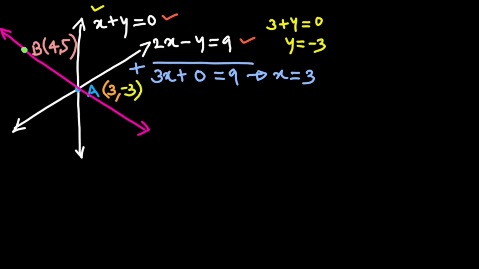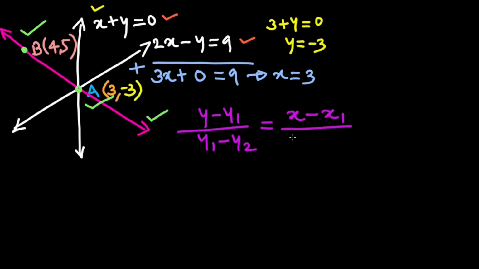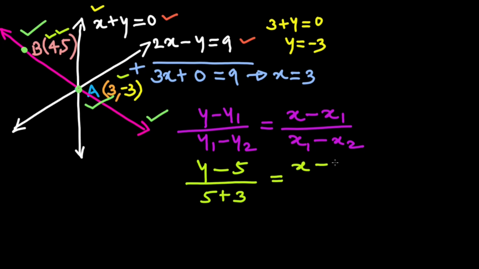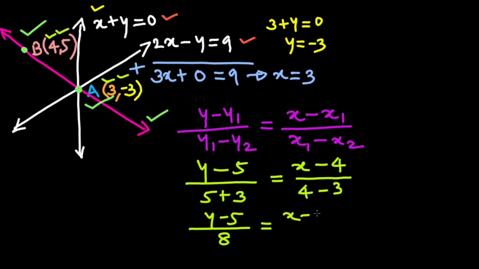Now, since we know the coordinates of 2 points on this line, we can find the equation of this line. For that, we will use the two-point formula, which is (y minus y1) upon (y1 minus y2) equals (x minus x1) upon (x1 minus x2). It will be (y minus 5) upon (5 minus minus 3, that is plus 3) equals (x minus x1, which is 4) upon (x1, which is 4, minus x2, which is 3). So that gives us (y minus 5) upon 8 equals (x minus 4) upon 1.